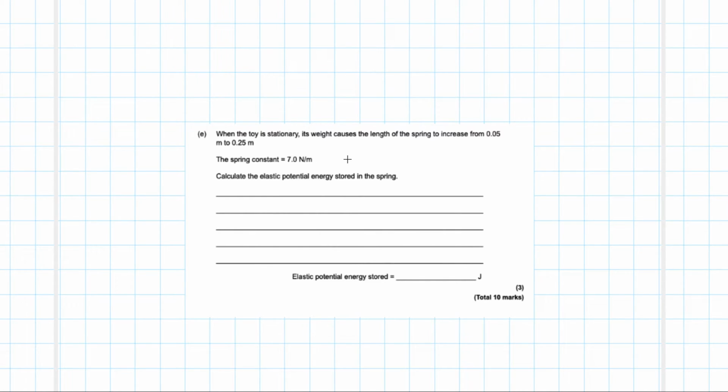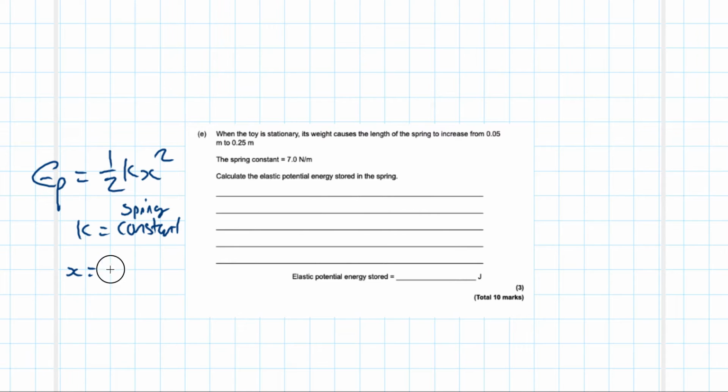Calculate the elastic potential energy. So first of all, we need to find a formula. Again you would use your equation sheet. The elastic potential energy is half kx squared, where k is the spring constant, and x is equal to the extension. So we've got the spring constant k is equal to 7, but we need to find x. We don't have x in this question.